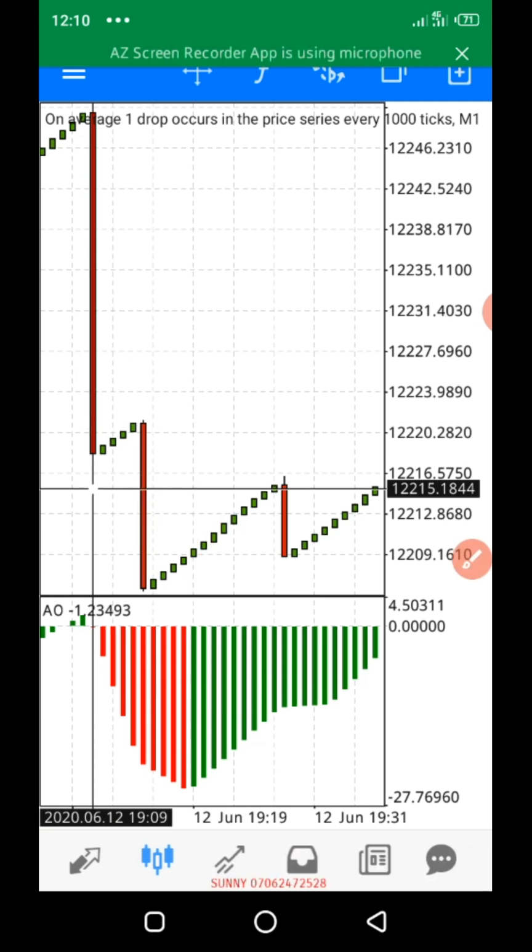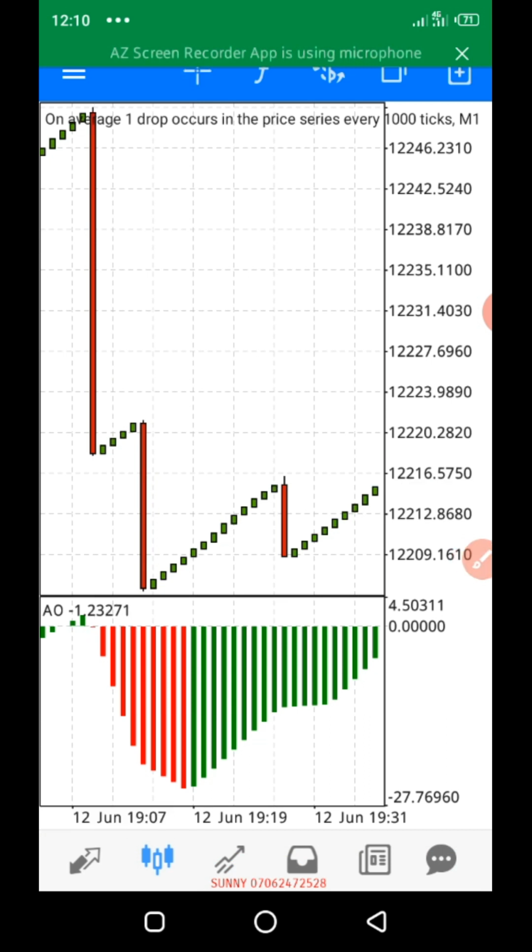Now, if you want to make money with this strategy, make sure that on Crash you are on an upward trend. On Boom, you are in a downward trend. Okay, so if you follow this strategy on Boom and Crash, you will explore.